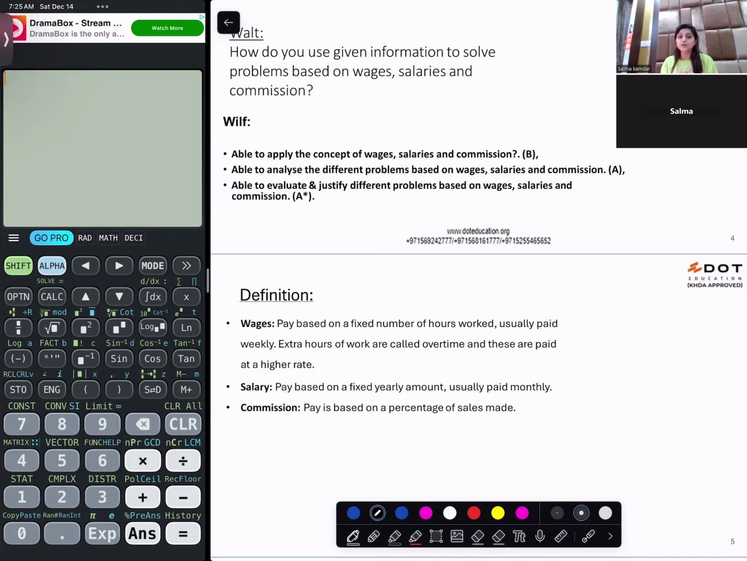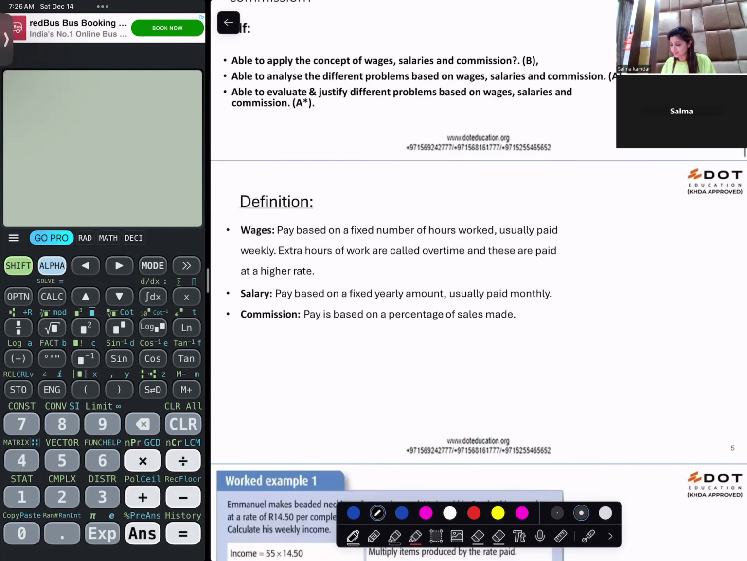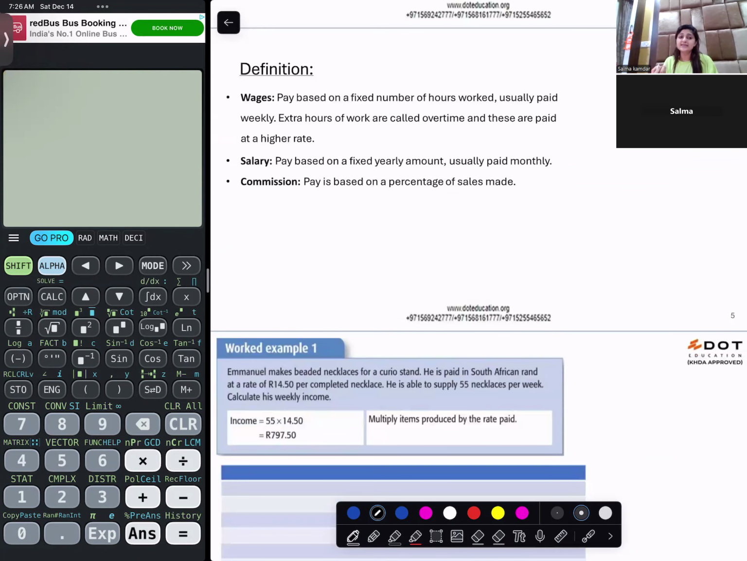Okay, so here you will be given problems based on wages, salaries, and commission, and you have to calculate wages, salaries, commission, selling price, cost price, percentage profit, and percentage loss. So this is simple interest, compound interest, exponential growth, and decay. So this is all about managing money. Before we go to managing money, we need to know certain definitions like wages, salary, and commission.